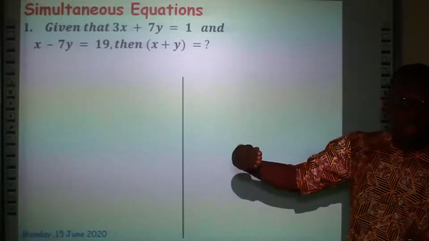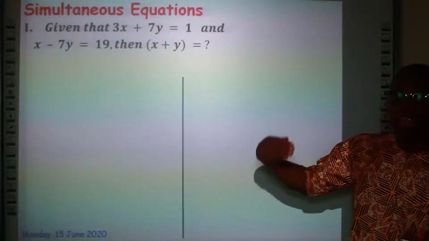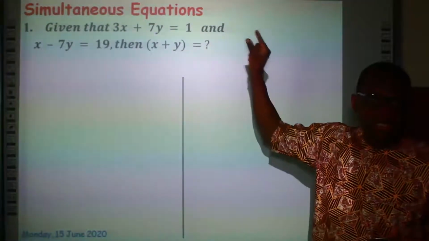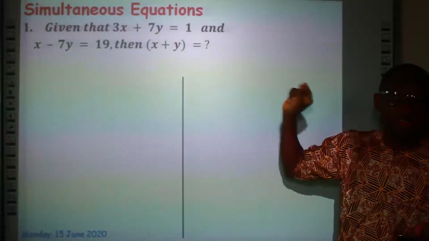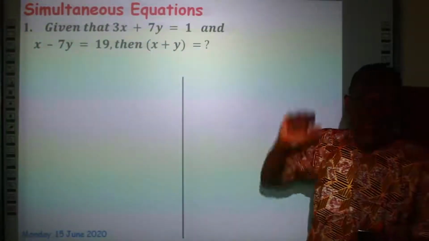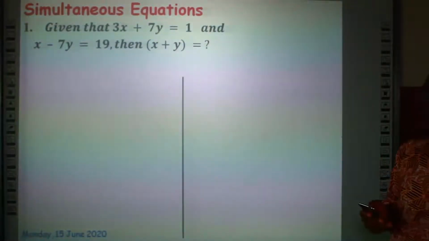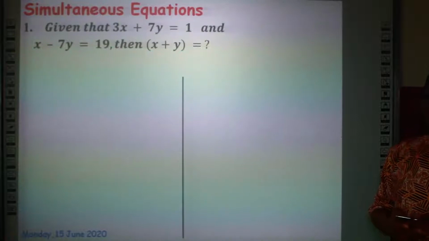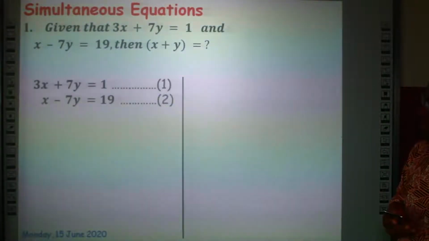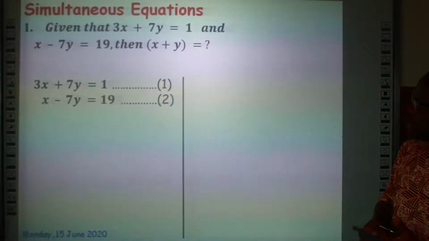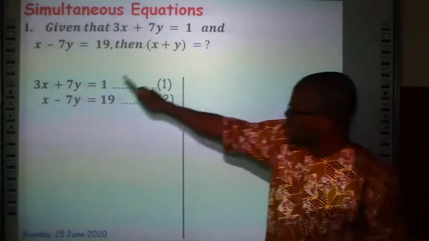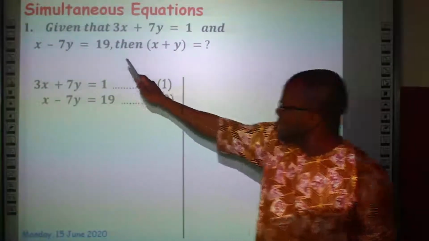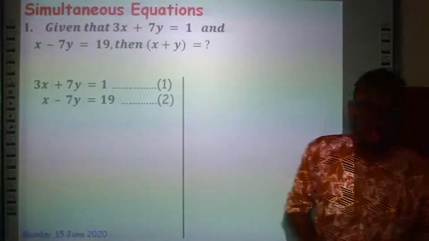So when you get the values of x and y, you now need to go a step further by adding the values of x and y to get your final answer. Okay, so always take note of that and read your questions very carefully. Alright, so let's start. First things first, we have to write down the given equations, which are equation 1 and equation 2. The given equation 3x plus 7y is equal to 1, we're making that our equation 1, and x minus 7y is equal to 19, we're making that our equation 2.